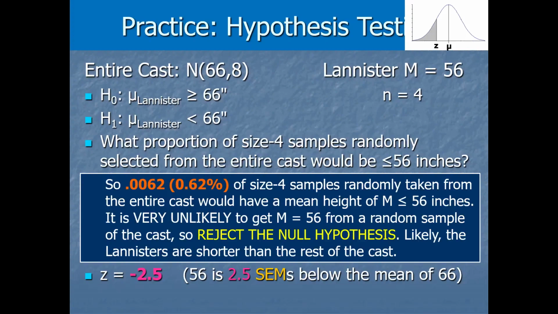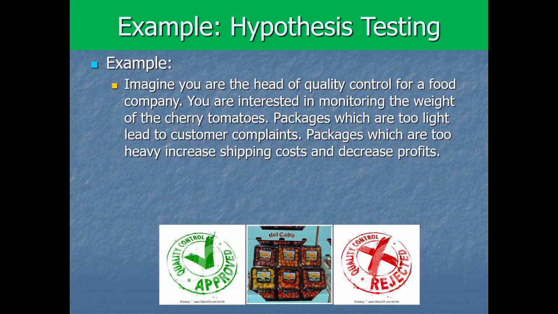All right, hopefully that wasn't too complicated, but let's try one final example. In this case, let's imagine you're the head of quality control for a food company. You're maybe interested in monitoring the weight of cherry tomatoes that are coming off the factory line. Because packages that are too light, if the machine is broken and packages are coming out lighter than they're supposed to be, that can lead to customer complaints. You didn't give as much as you promised. But packages which are too heavy, that's going to increase your shipping costs and decrease your profits. So that would also be bad.